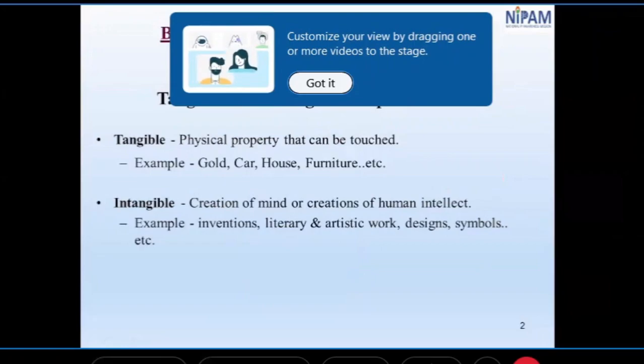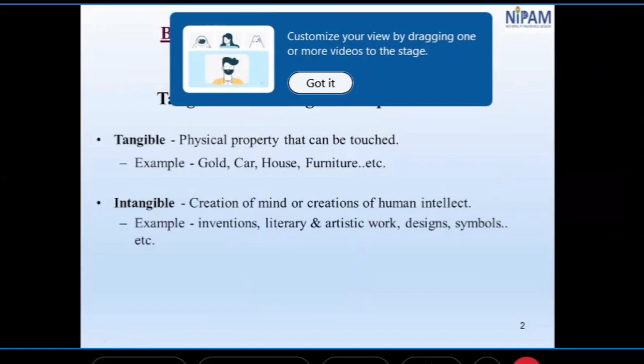Now there must be a question in your mind: sir, it's fine that we have different kinds of properties, some physical and some intangible, but why are those intangible properties known as intellectual properties? Because most intellectual properties are creations of the human mind. Whatever is created from human intellect is known as intellectual property.